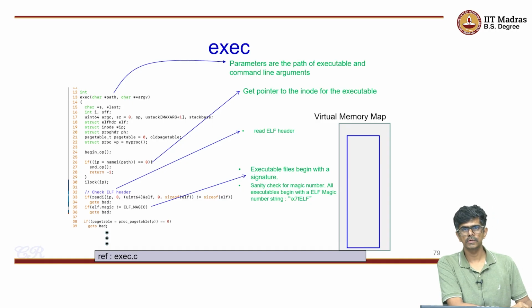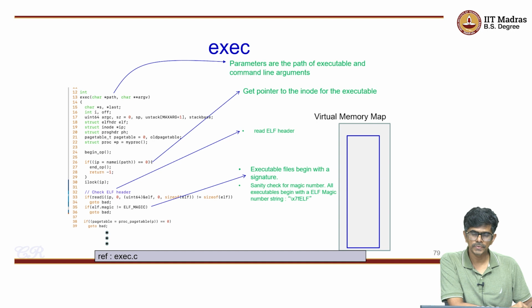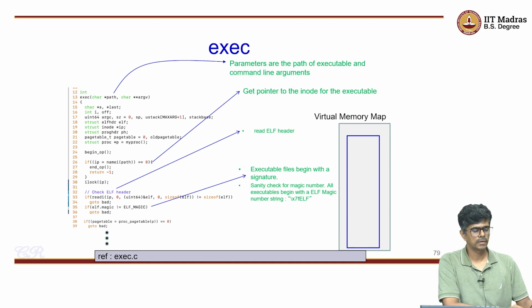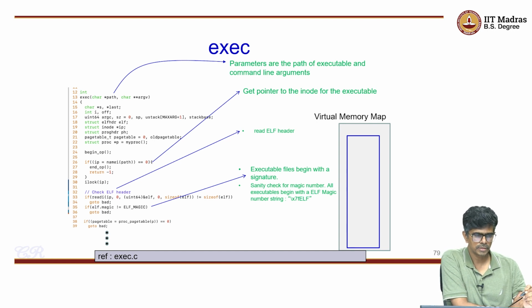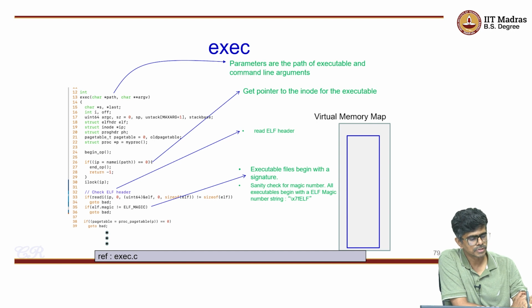So we'll now look into xv6's implementation of the exec system call. The exec system call gets invoked, say, from a shell in user mode, and then eventually it would cause this particular function to start to execute.